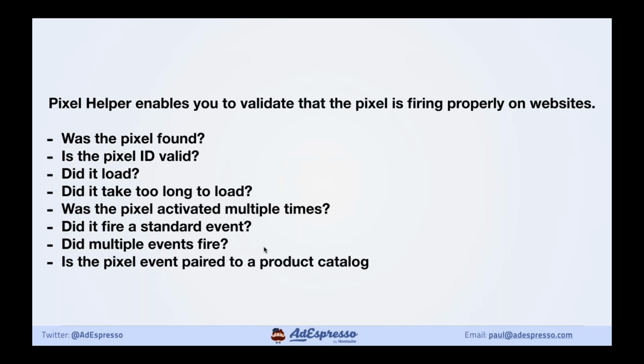Did it fire a standard event? So, have you got that lead? Have you got that add to cart firing? Did it fire multiple times? A lot of times I see problems with misreporting, where maybe Facebook's saying you've got double the number of purchases you actually have. It's because that pixel is firing twice. So you can check that there. Also, if you're using dynamic product ads, you can check whether your pixel event is actually paired to the product catalog. It's going to give you all the warnings so that you can then use that.